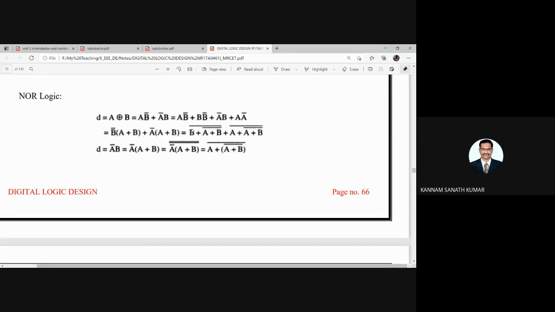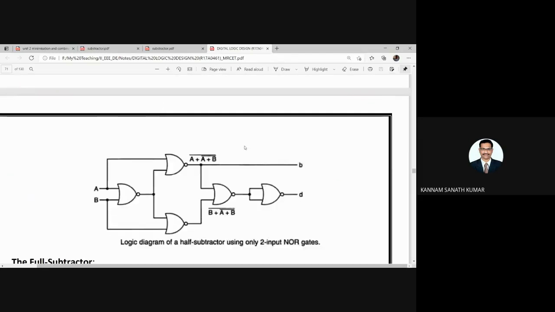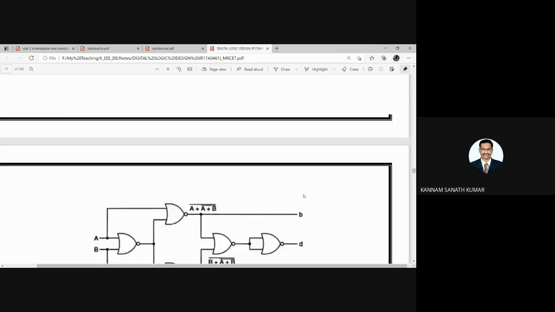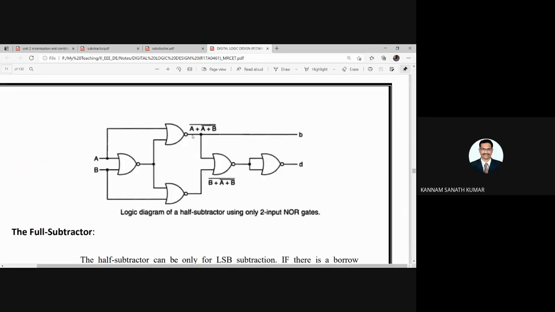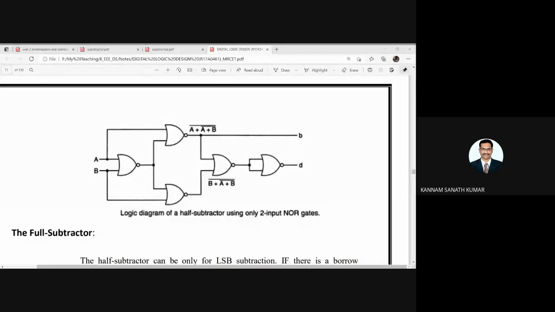So what is difference? Difference is this one. If you give these two to one NOR gate, and again to another NOR gate, that means complement of complement, so you are getting the true form. That means you will get the difference. And coming to borrow, what is the expression? A plus B whole bar whole bar. From this you will get the borrow. So we can realize the logic diagram for the half subtractor using the NOR gates.